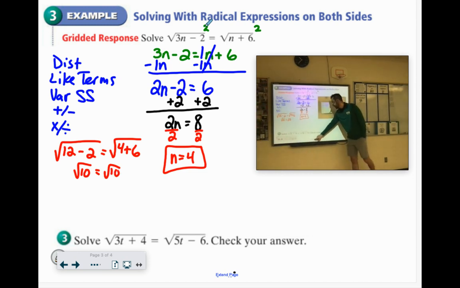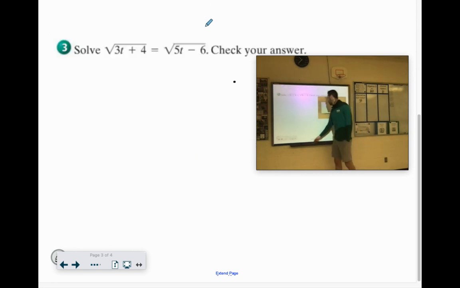So let's try one more. And then you're going to try some. You get really good at these by practicing. So make sure you practice.